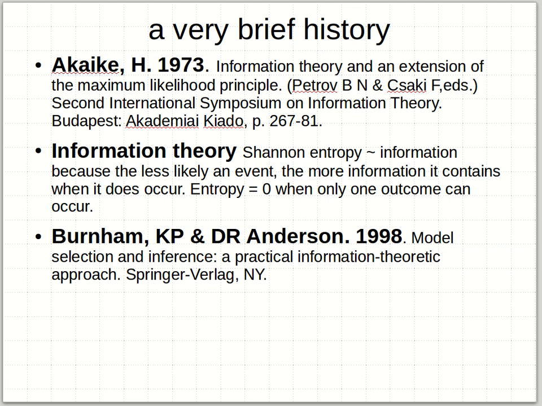The idea is that we have information that is less likely, because the less likely an event, the information that comes with that event actually is more valuable. Okay, so an entropy, as you might think of it as physical entropy or thermodynamic type entropy, is zero when you have only one outcome that can occur. There's really nothing left to be understood, in other words.